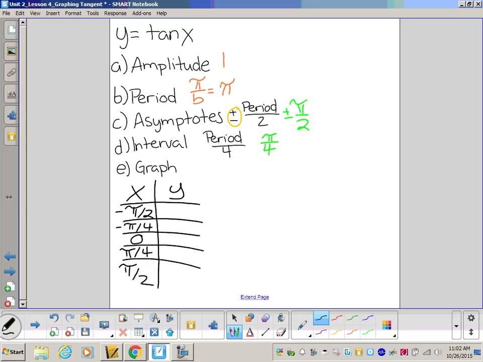My asymptotes are at negative pi over 2 and positive pi over 2, so the y values there are undefined. We're going to have asymptotes, which we're just going to use dashed vertical lines. At negative pi over 4, we'll have a y value of negative 1. Tangent of 0 is 0. And then 1.